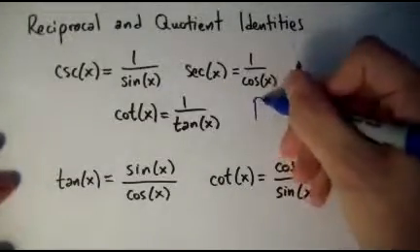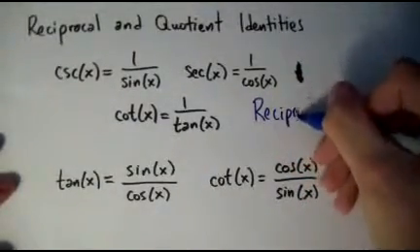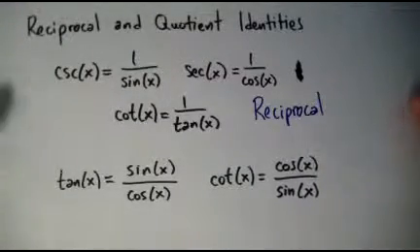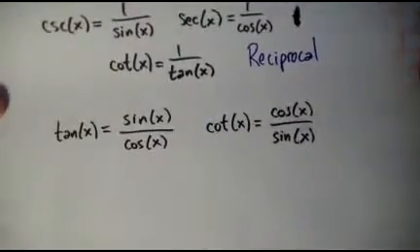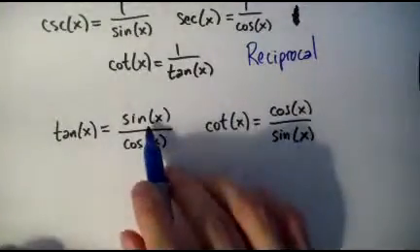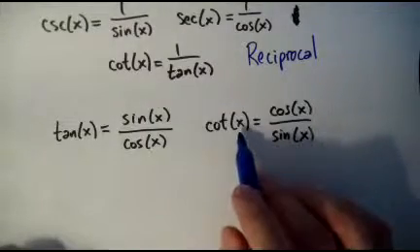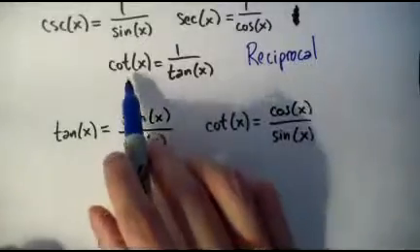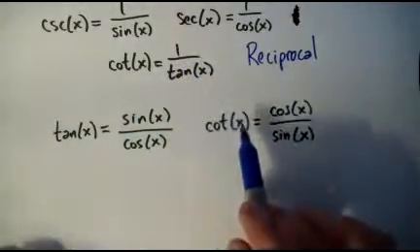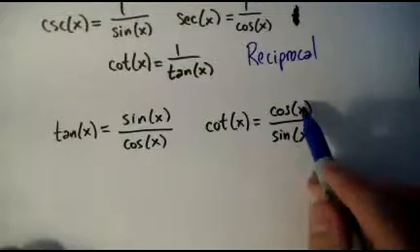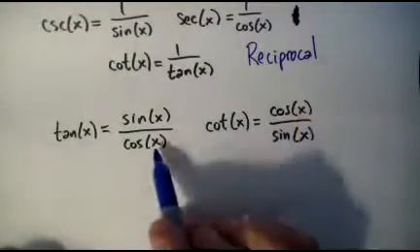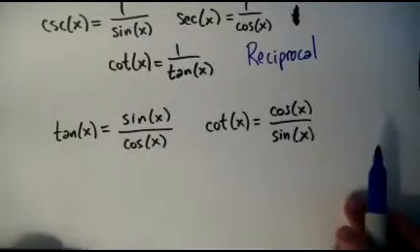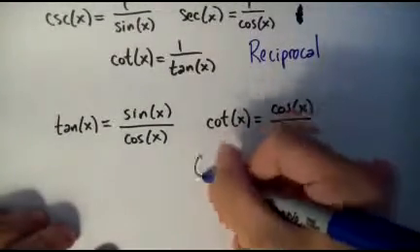So these are the reciprocal identities, and then the quotient identities are down here. And they just say that tangent of x is equal to sine of x over cos of x, and cotangent of x is equal to cosine of x over sine of x. Of course, if you can remember that cotangent of x is 1 over tangent of x, then cotangent of x should be cosine over sine by this identity. So these are all interrelated. If you can remember one, you can often remember the others. These are the quotient identities.